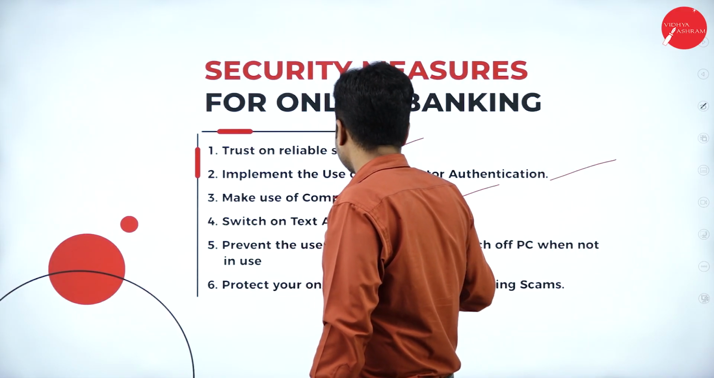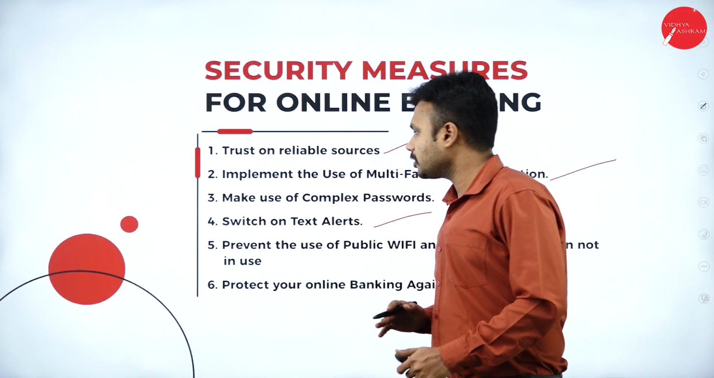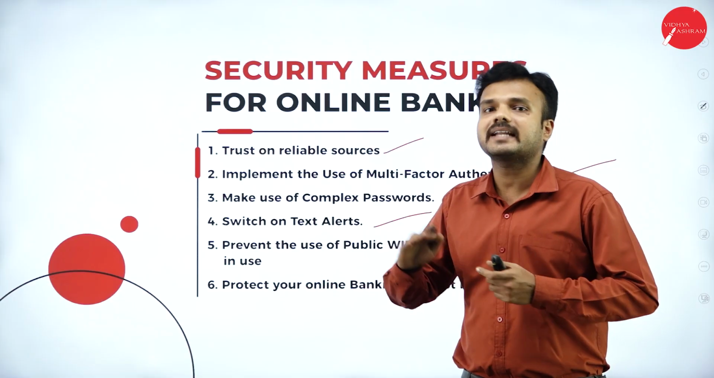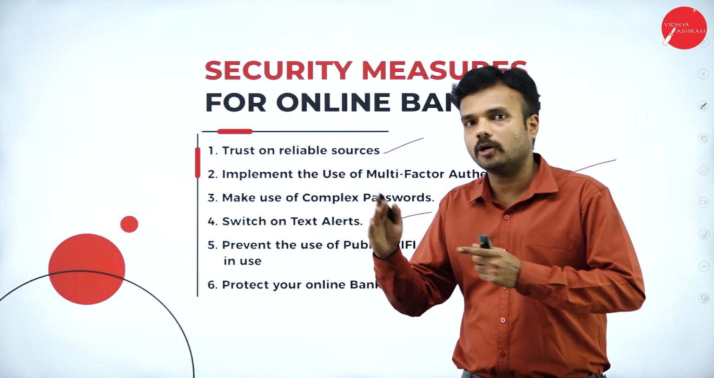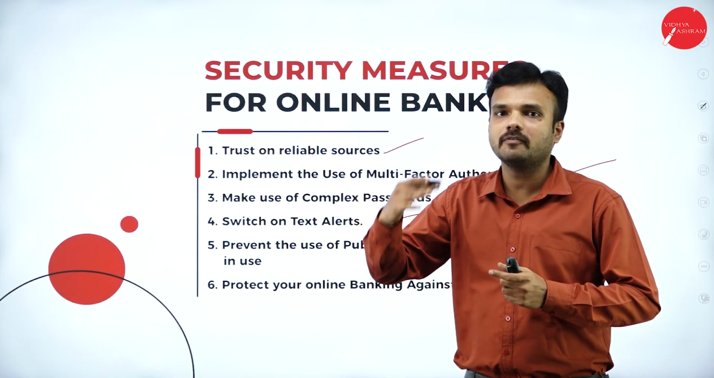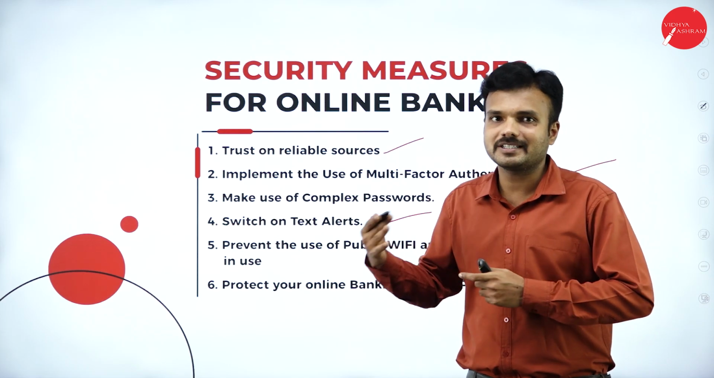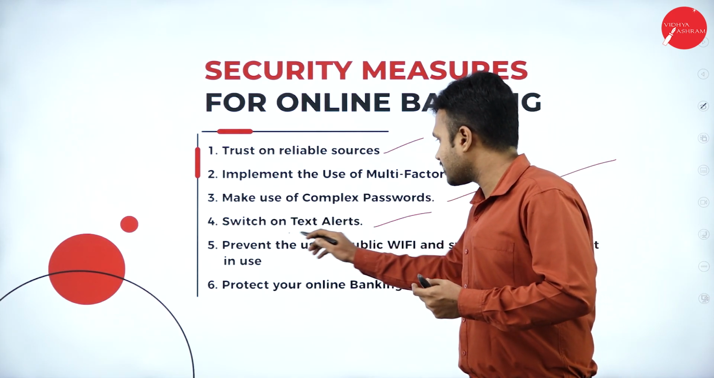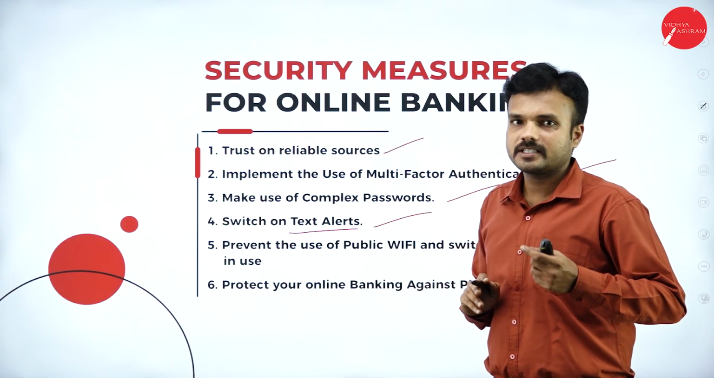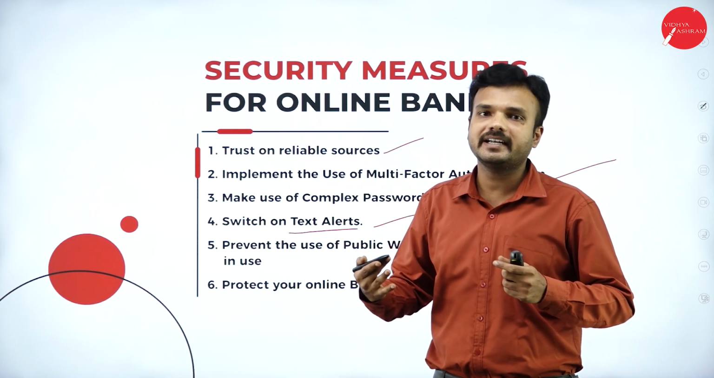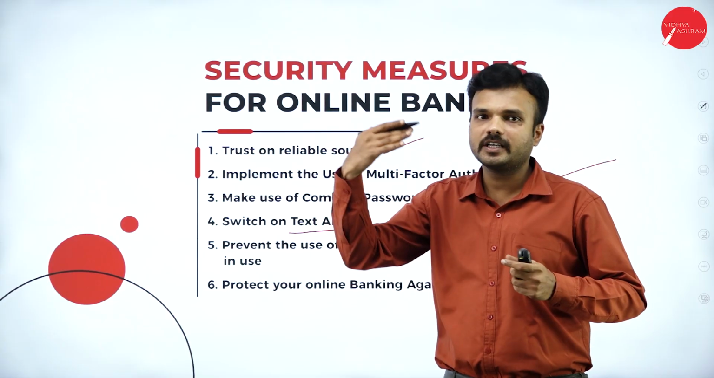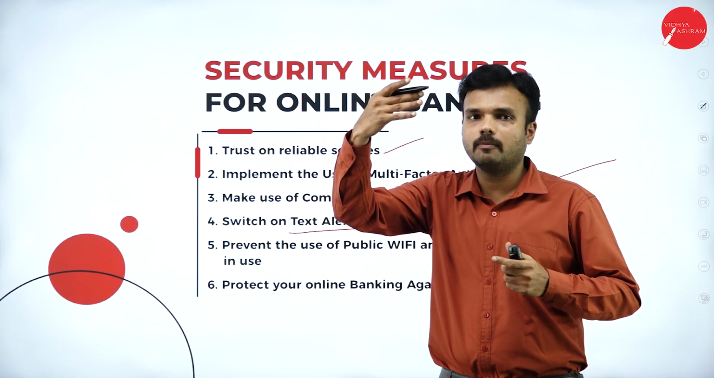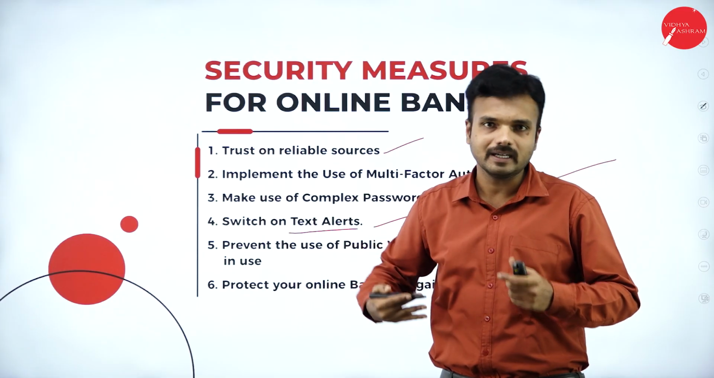Switch on text alerts. We are supposed to activate text alerts in our cell phone so that whatever the transaction, whether debit or credit, will be notified in our cell phone through digital media, right? Say, for example, an amount gets debited in our account. The notification is sent by the banker, so that we come to know about the financial condition of our account.